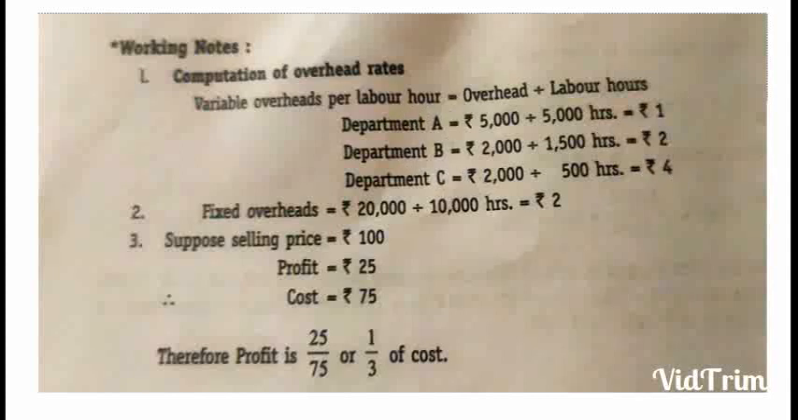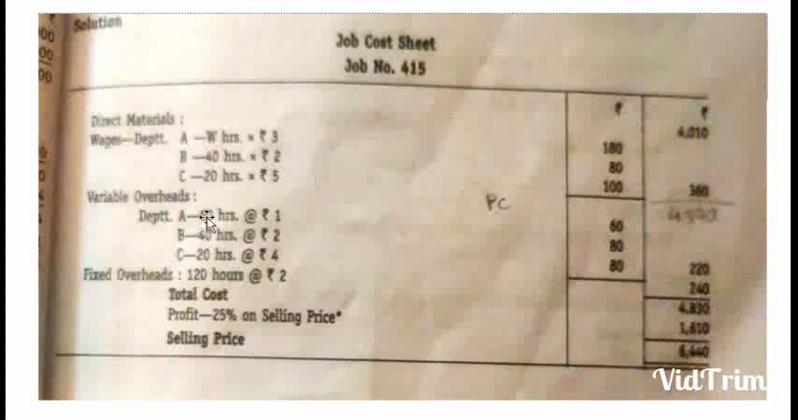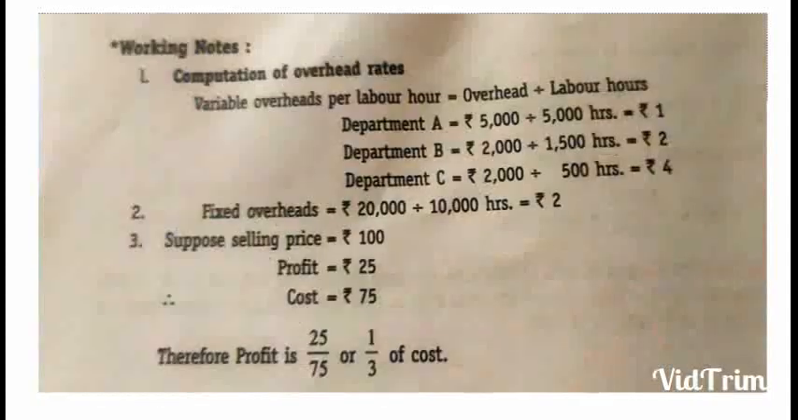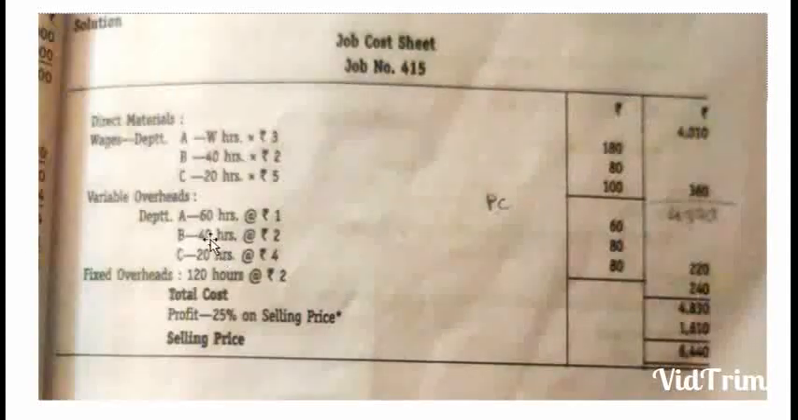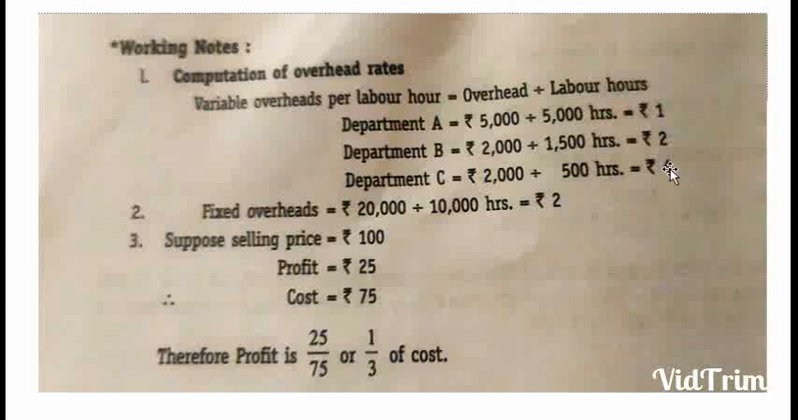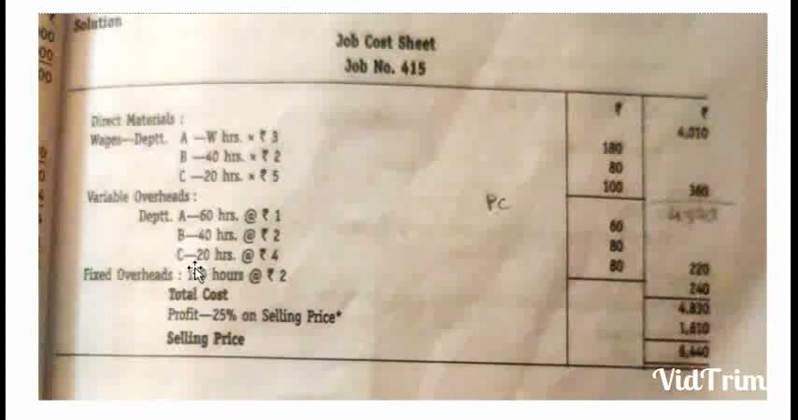So now as you have calculated per hour rate in your working note for department A, B, C, which is 1 to 4. So what is the actual hours they have worked? 60 hours. 60 hours into 1 will give you 60. B is worked for 40 hours. What is the per hour rate as per your working note? Which is rupees 2. So you will be getting 40 into 2, which will give you 80. For department C, what is the working hour rate they have got? Rupees 4 for 1 hour. So how many hours have they worked? Department C, 20 hours. 20 into 4, which will give you 80. So the total of it will give you 220.